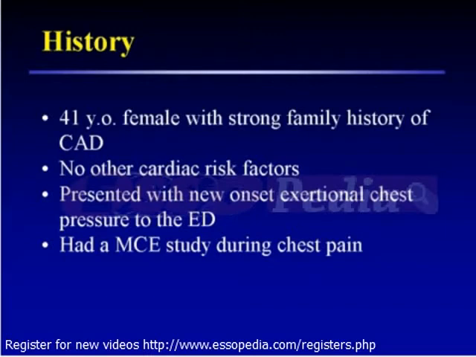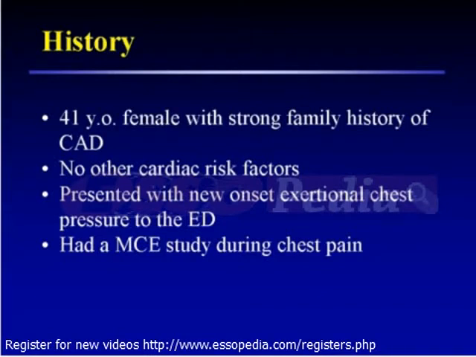In the second case, a 41-year-old female with a strong family history of coronary artery disease, but no other cardiac risk factors, presented with new onset exertional chest pressure to the emergency department.